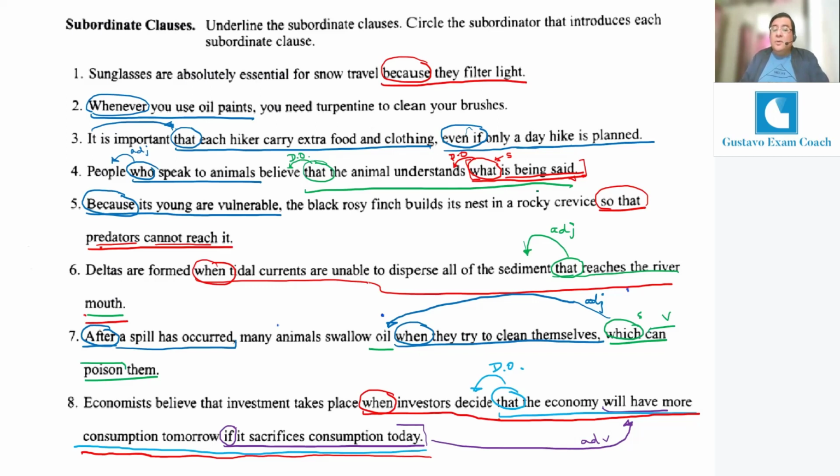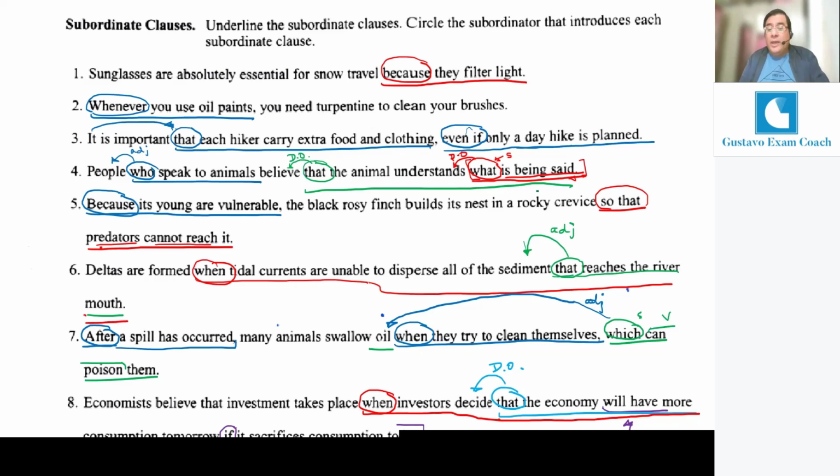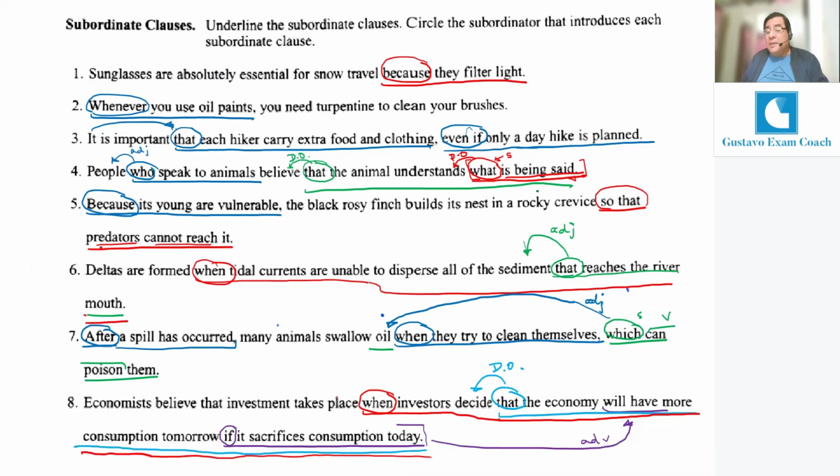And this adverbial clause is modifying the verb immediately before when, which is takes place. When does something take place? When investors decide, and so on. So this is modifying as an adverbial modifier the verb phrase takes place. So we see it's an adverbial clause. But takes place is a conjugated verb for another subject, which is investment. Investment takes place when investors decide, and so on. This part of the sentence, investment takes place, could stand alone as a complete sentence too.